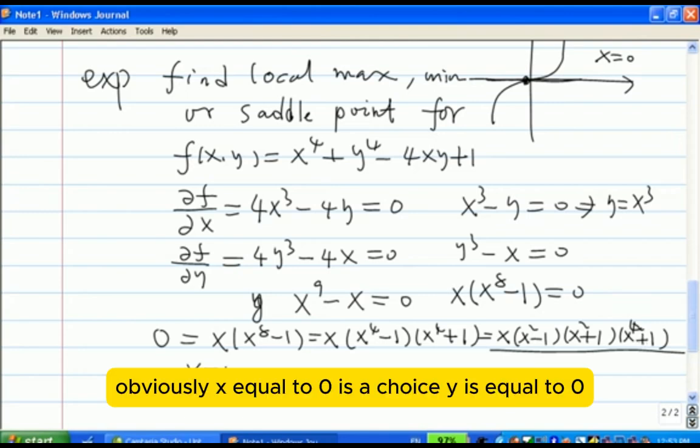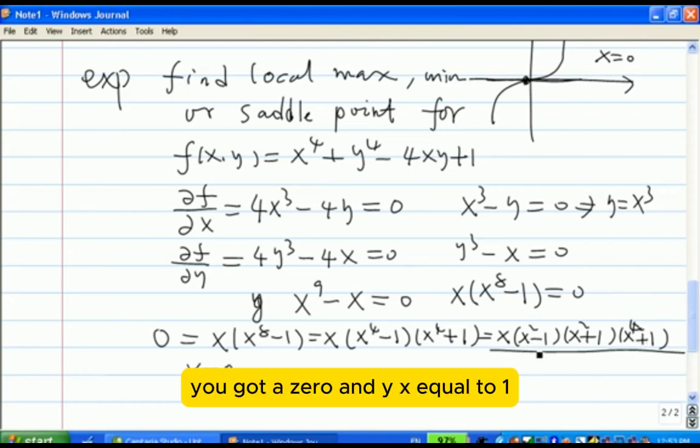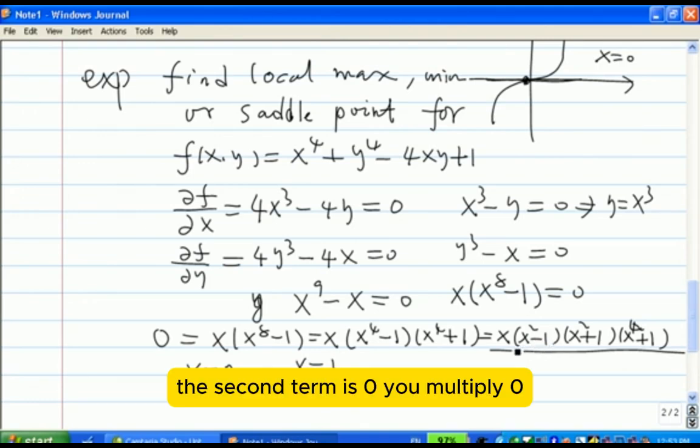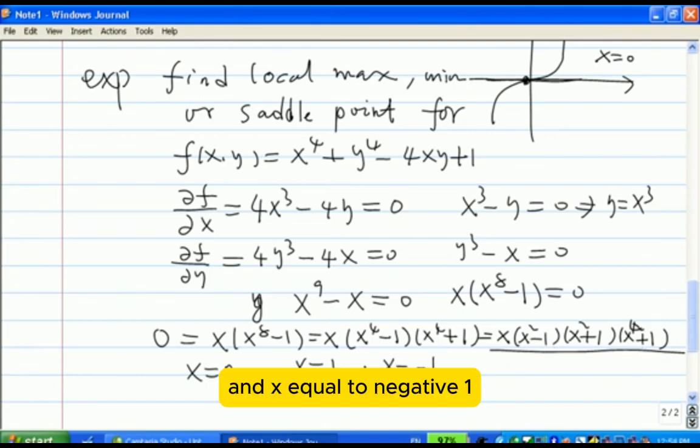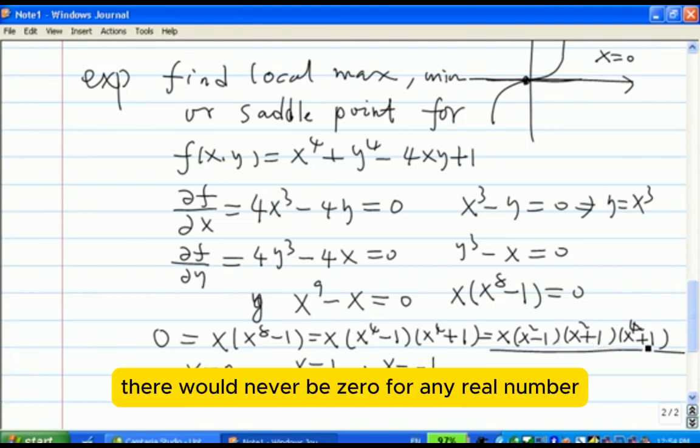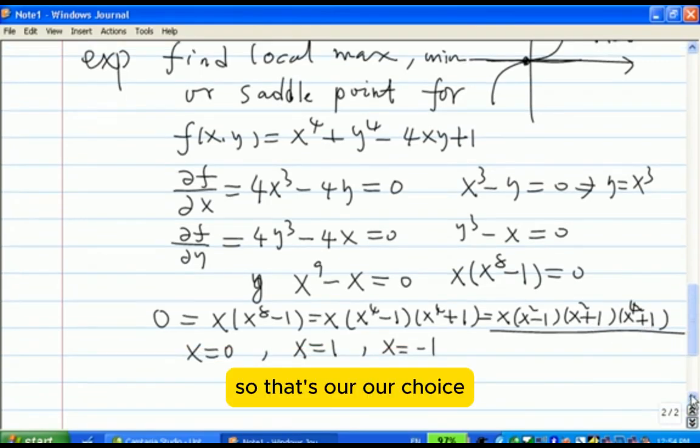Obviously, x equals 0 is a choice. When x equals 0, you got a 0. And when x equals 1, the second term is 0. You multiply 0, multiply anything, gives you 0. And x equals negative 1 also makes the second term 0. And x squared plus 1 and x to the fourth plus 1 will never be 0 for any real number. So that's our choice. Okay. So once you have x, you can find y.